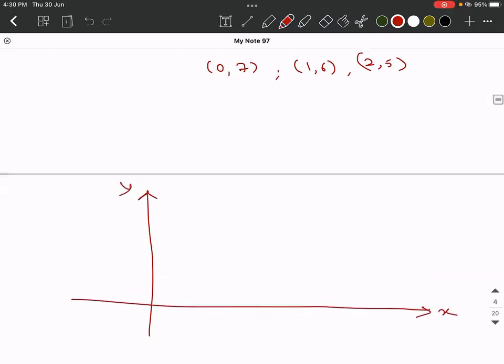X, Y. You have 0, 7, and you have 1, 6, you have 2, 5, something like this. So the graph keeps going like this. Okay. So what about the second case?